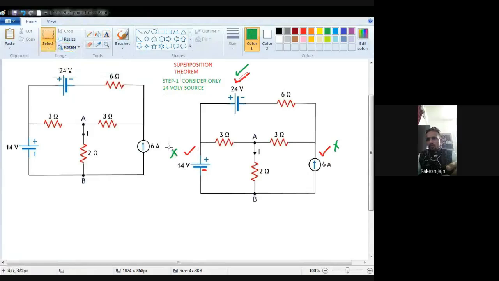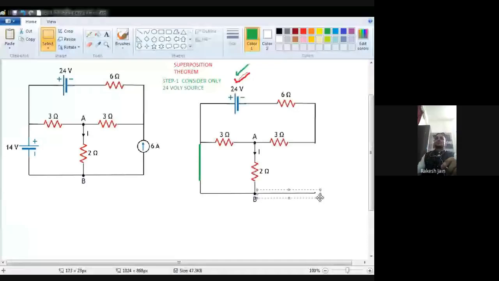So let's suppose in step number first, I consider this 24 volt, and remove this 6 ampere source and don't consider this 14 volt. I want to remove them. Now I am going to write down step first. You can consider the 24 volt source and remove those 2 sources, or you can consider the 6 ampere source and remove the others. Any one is your step number first.